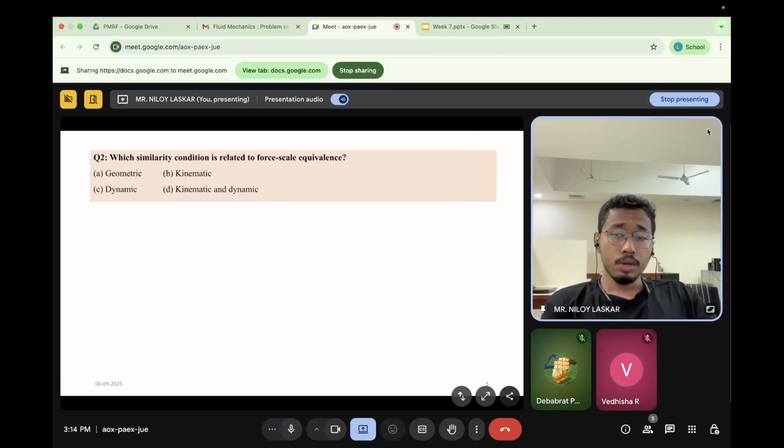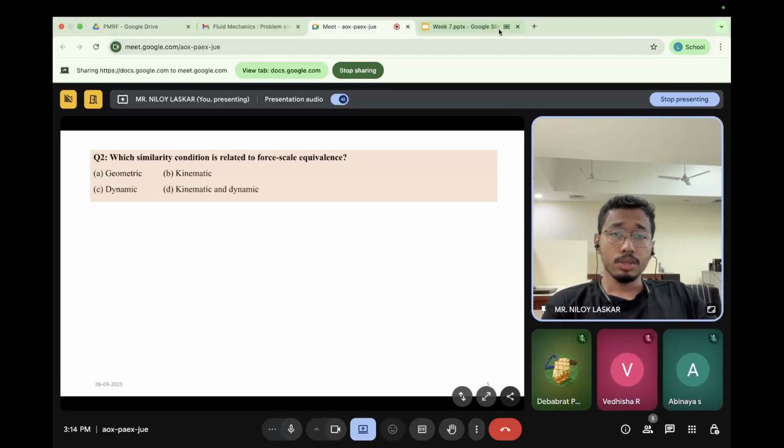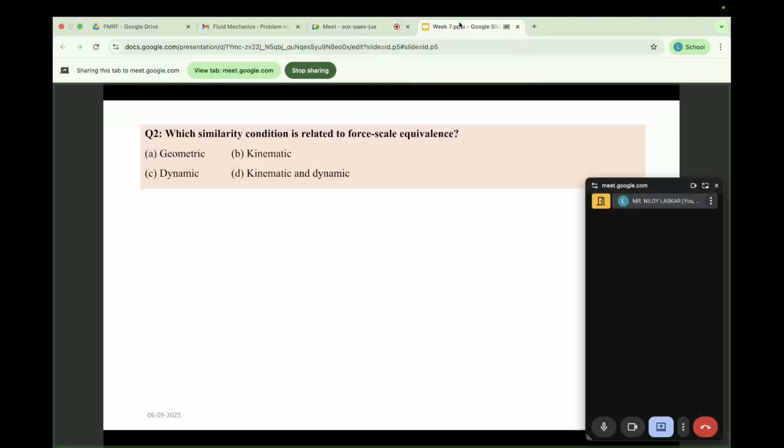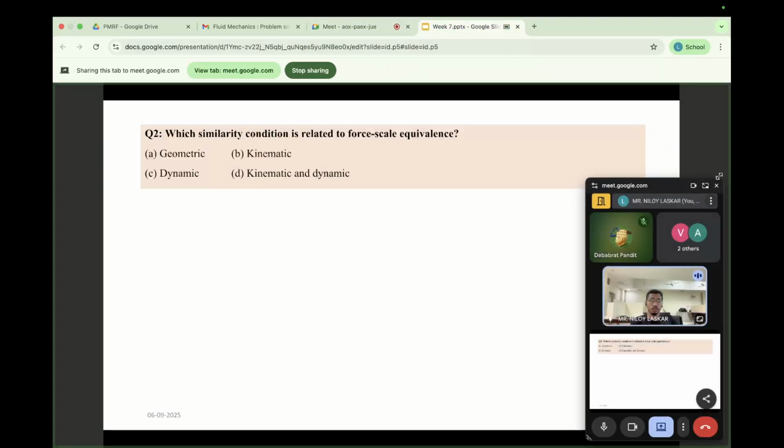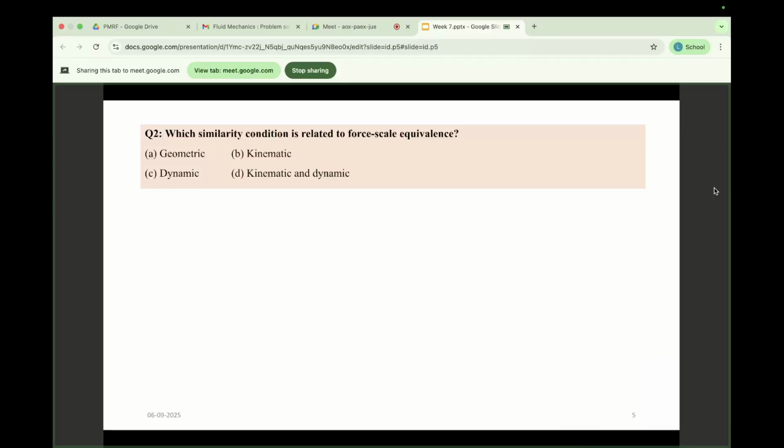Devbrat has answered option A, that is geometric. So let us see whether this is the correct answer or not. I am going through this concept. What exactly does similarity indicate? The first is geometric similarity, right? Let me explain what exactly it means.